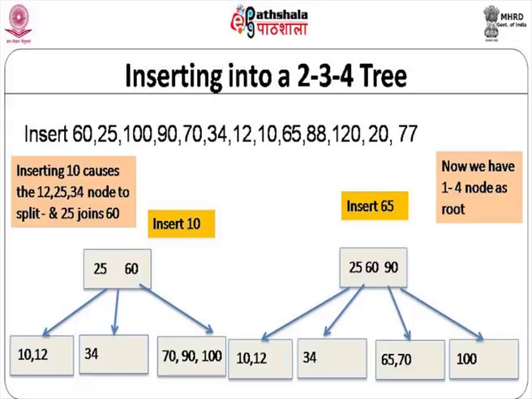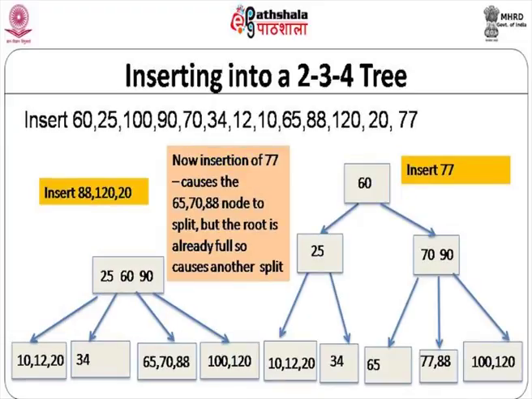Now, next I have to insert. Now we have one 4 node as a root. Let us insert 88, 120 and 20. When I insert 88 no violation, when I insert 120 no violation, when I insert 20 again there is no violation. Now, I have lots of 4 nodes. I have root as a 4 node, left as a 4 node, then middle right as a 4 node and the right as a 4 node. So, I have a lot of 4 nodes.